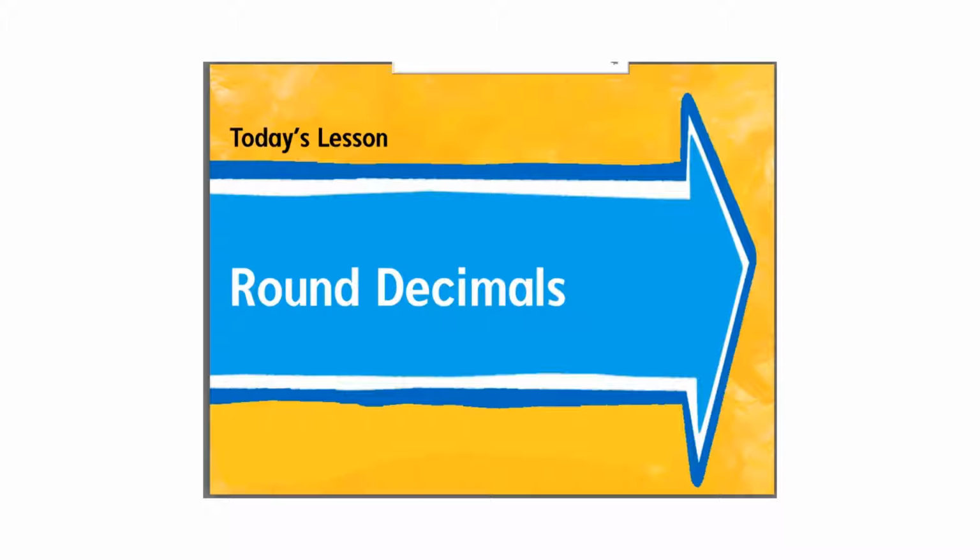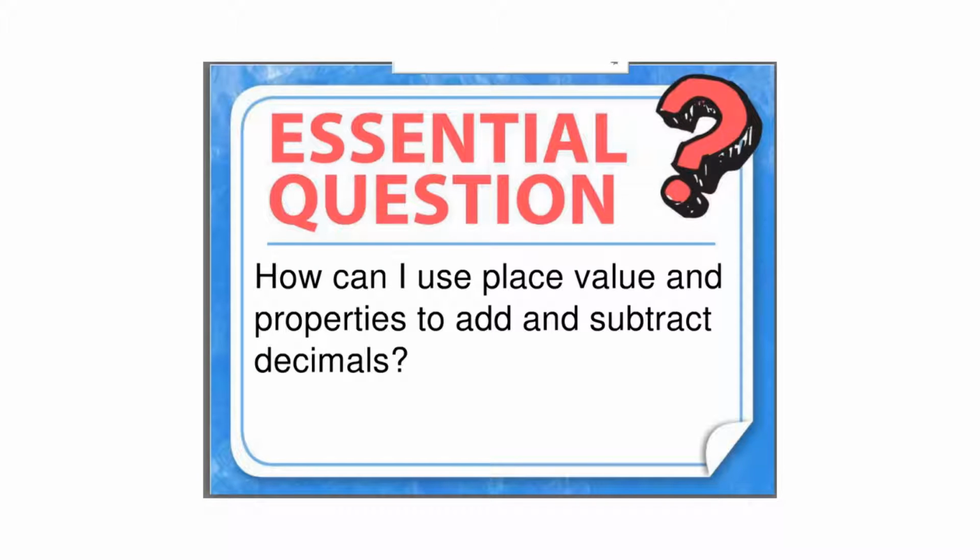If you remember the rules of rounding and your place value for decimals, then this lesson shouldn't be very difficult for you. You just have to remember some things we've learned before. We're going to use place value and properties to add and subtract decimals. Today we're rounding, but we do get into adding and subtracting decimals, then multiplying and dividing decimals too. So lots of work with decimals to come over the next couple of weeks.